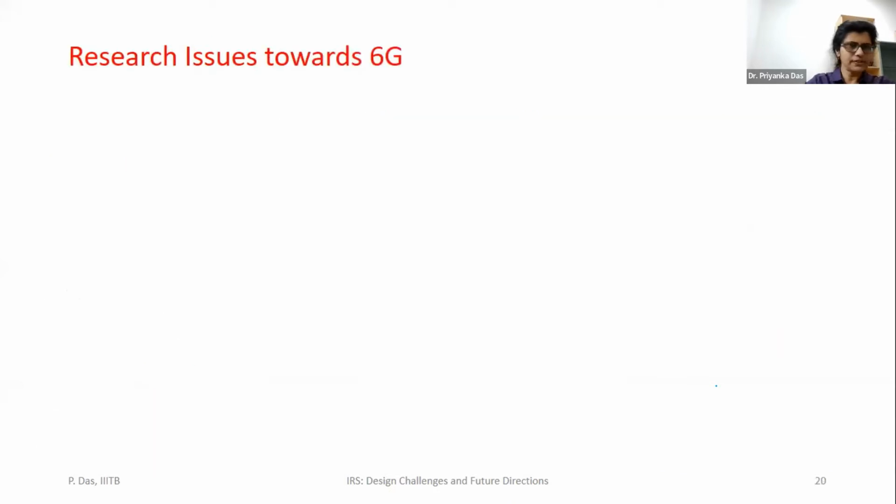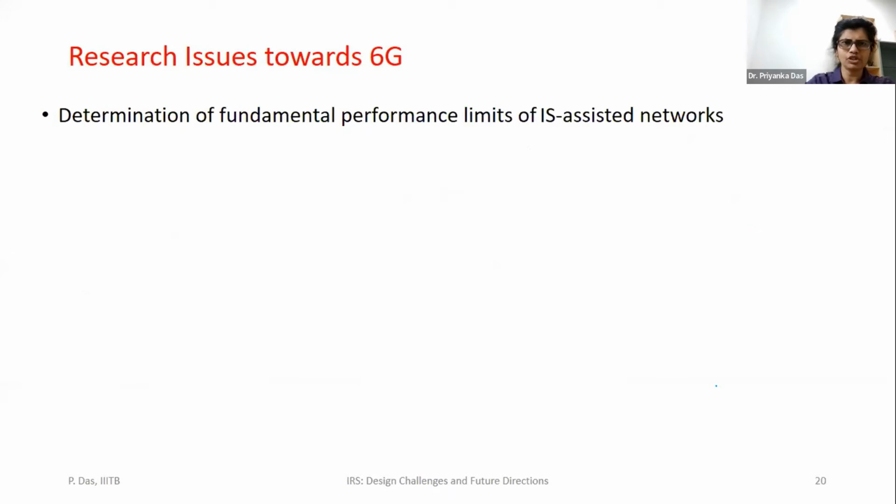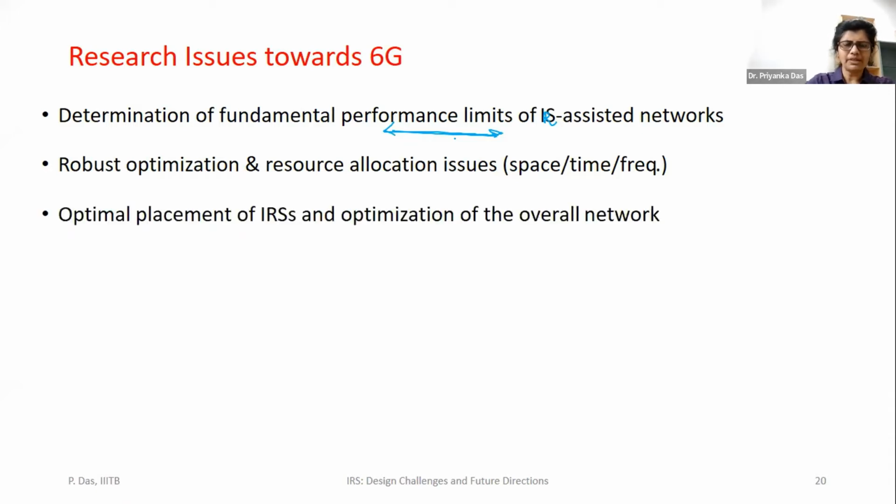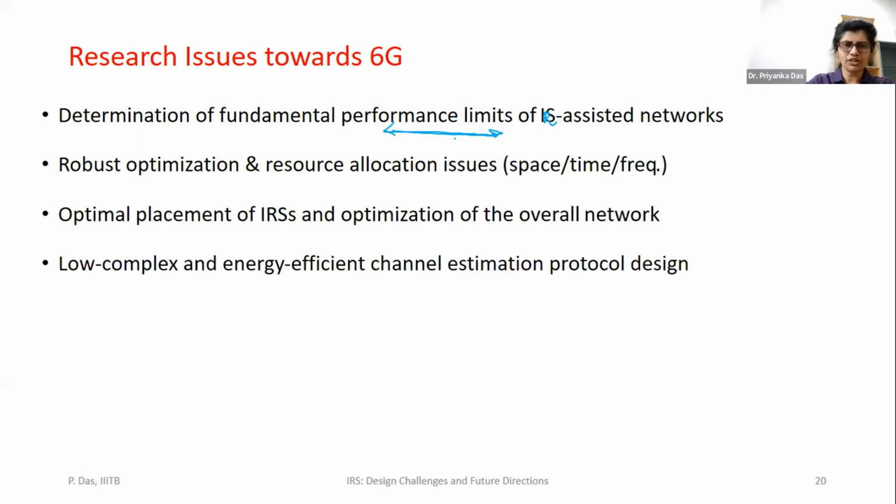Now, coming to wrap it up, there are future research problems. Determination of fundamental performance limits of IRS aided networks. Although I am not aware of it, you have to come up with the answer in future. Robust optimization and resource allocation issues, in terms of space, time, and frequency. Optimal placement and optimization of the overall network.